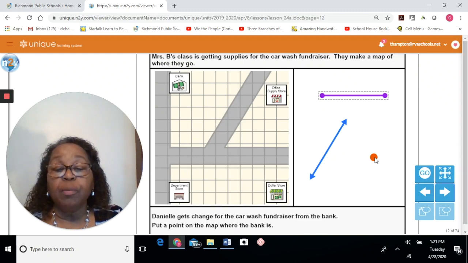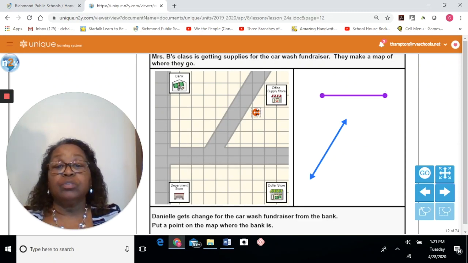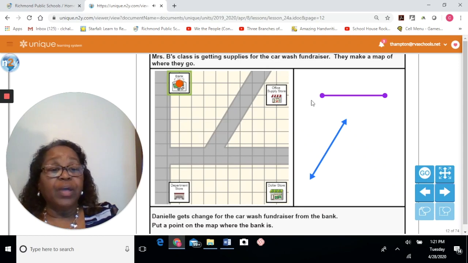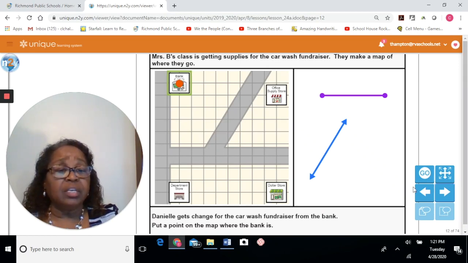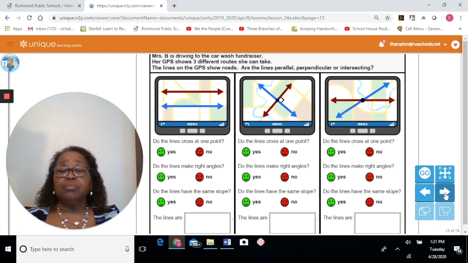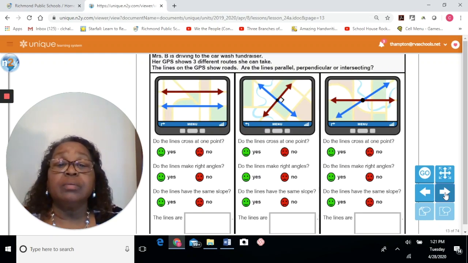Put a point on the map where the bank is. So let's move this point to where the bank is. Excellent. We got that right. So that was a very good practice on line segments, lines, and points. Let's see if we can work with what types of lines we have.